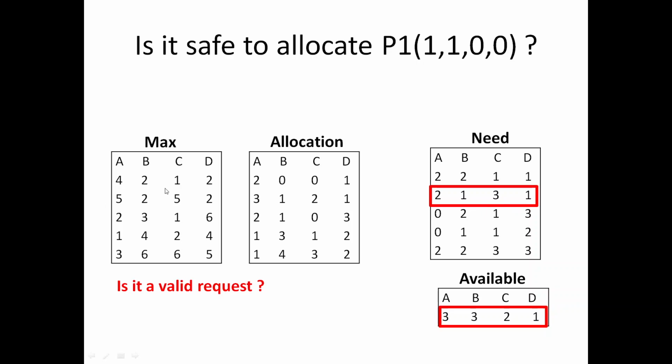Initially every process has submitted its maximum requirement. That's what we refer to as max. And accordingly we have made some allocation and we have calculated that these are going to be the remaining requirements. So no process is allowed to exceed the need matrix. In that case it is invalid. In the given case it is not invalid because 1 1 0 0 is within the need row of this particular process.